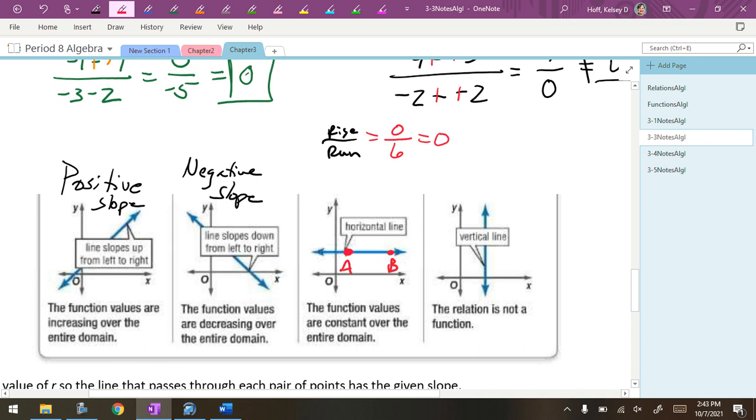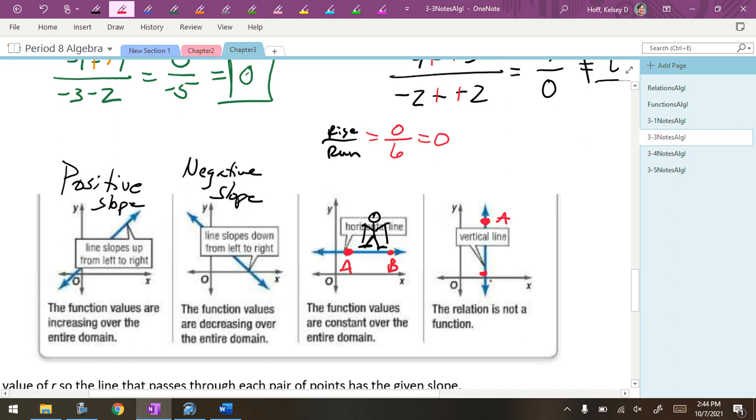Okay? A horizontal line is a slope of 0. Ms. Hoff always talks about it like somebody who skis. If you're skiing on a flat hill, you're going nowhere. 0 miles an hour, right? Unless you use your own muscle to move, you're not moving anywhere. 0 miles an hour. Let's talk about a vertical line.